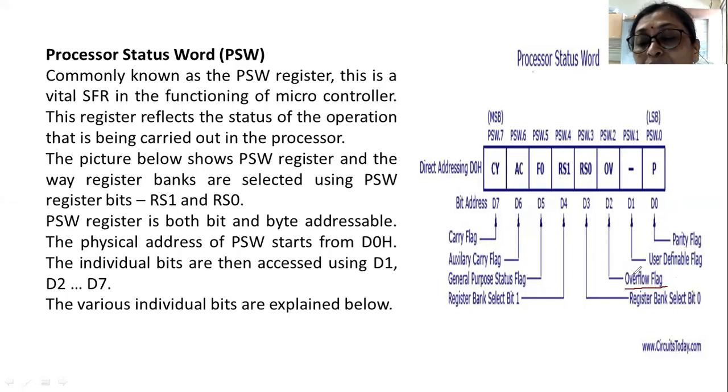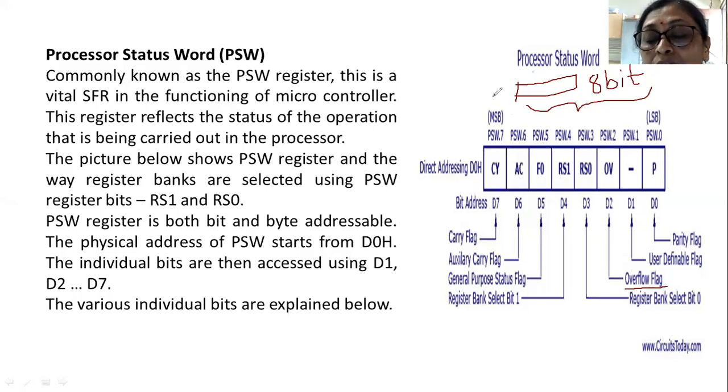Whenever the result of any operation generates overflow. Overflow means what? Suppose your internal register is of width 8 bits, and the result generated by the microcontroller is of 9 bits. That means your result cannot be accommodated within the register of the 8051, and therefore you can say overflow has occurred.